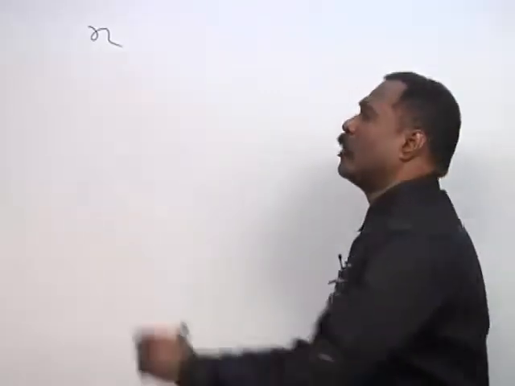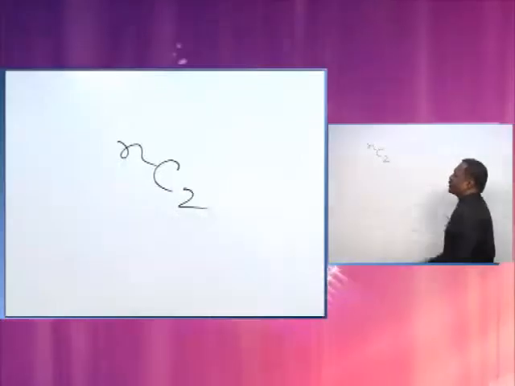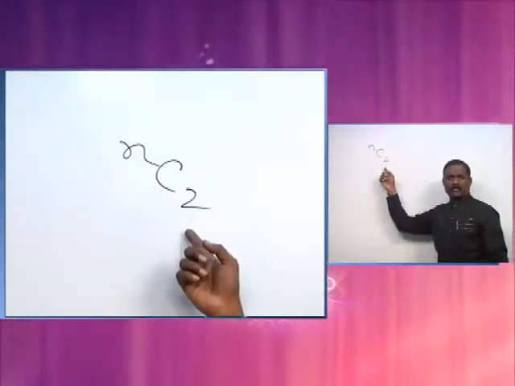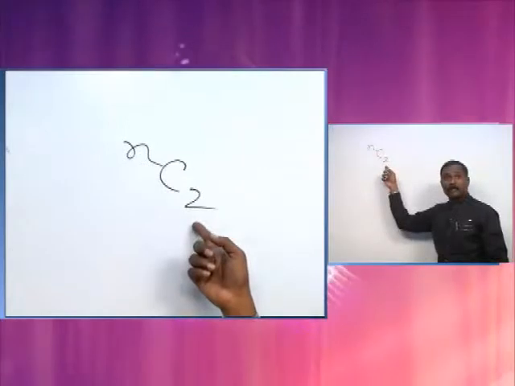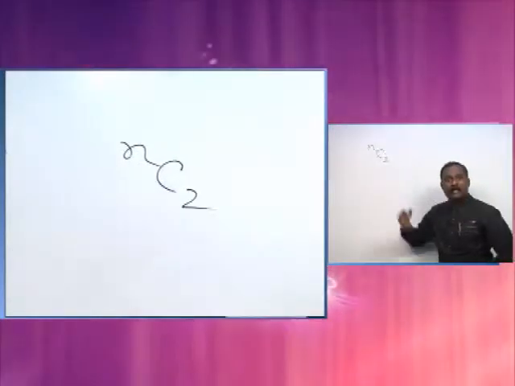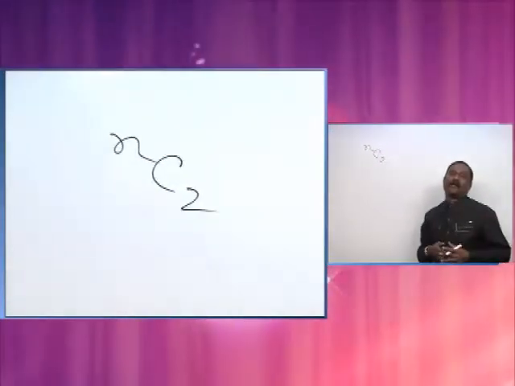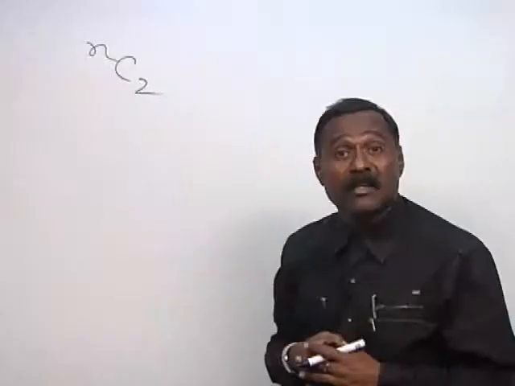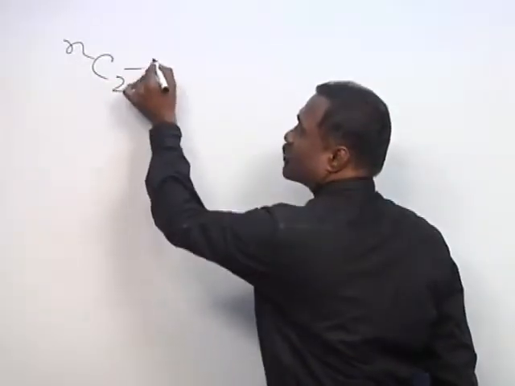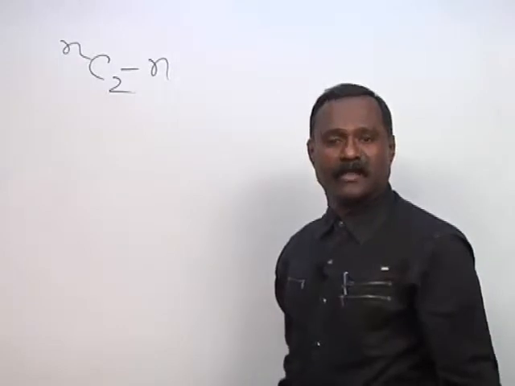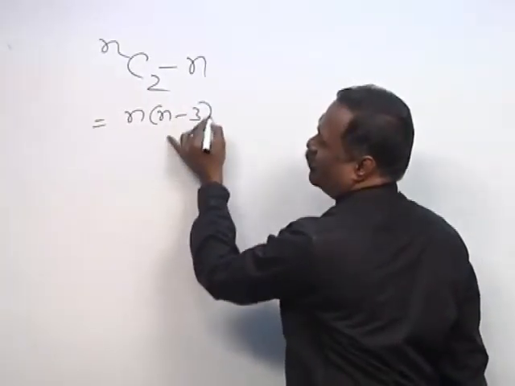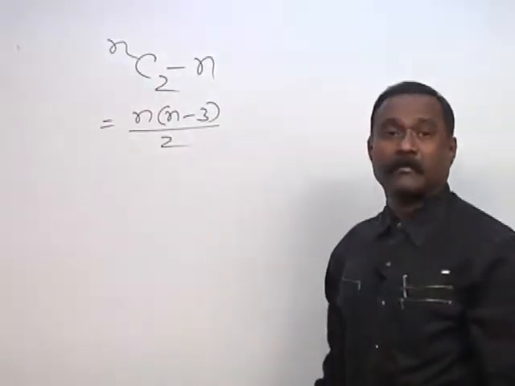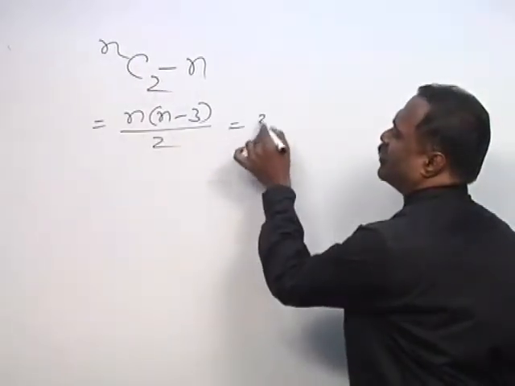To find the number of diagonals, you need 2 points, because n vertices will be there. It is nC2, as 2 points are chosen. But in this, the sides will also be included. A side is not a diagonal. That is why it is to be subtracted: nC2 minus n. Just now I explained to you. That is simplified and given as n(n minus 3)/2, which is here given to be 35.